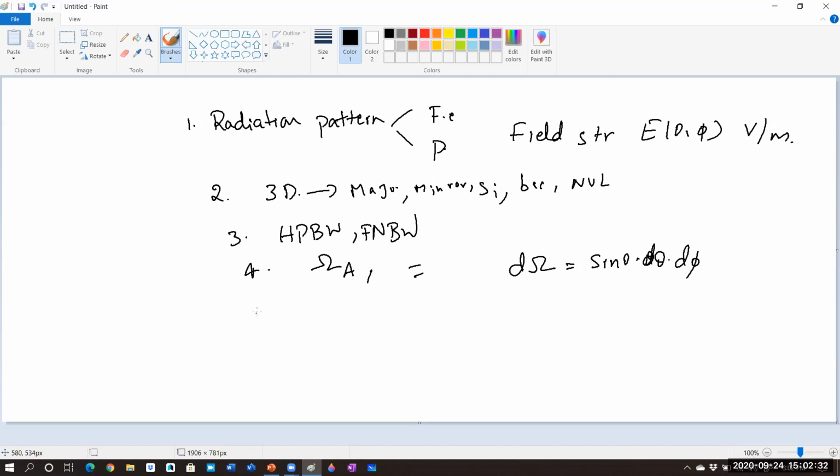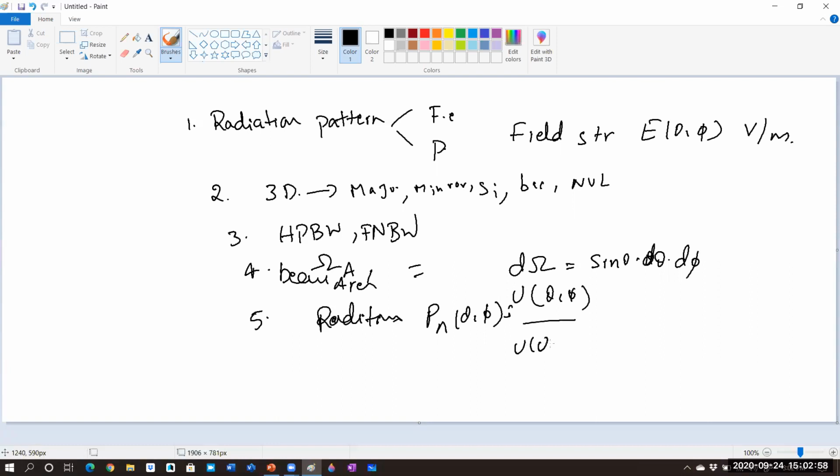From this we have observed beam area and antenna efficiency. What is the next one? Radiation intensity, denoted by Pn of theta comma phi, which is u of theta comma phi divided by u of theta comma phi maximum. There is another formula for radiation intensity in terms of the pointing vector, s of theta comma phi divided by s of theta comma phi maximum.